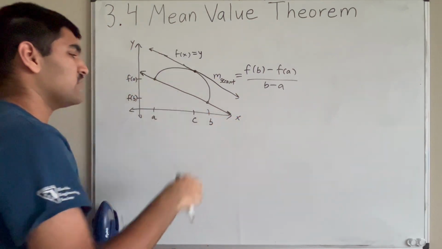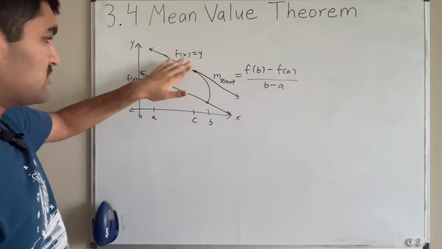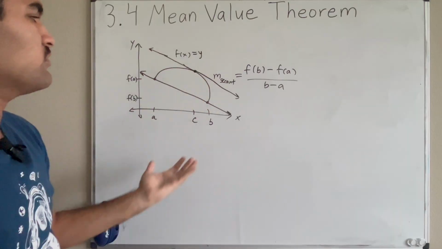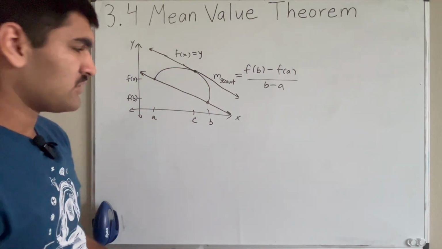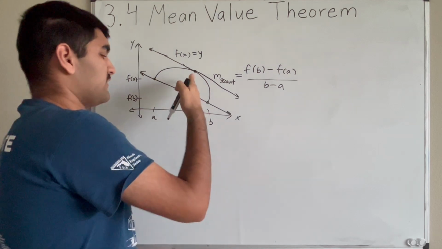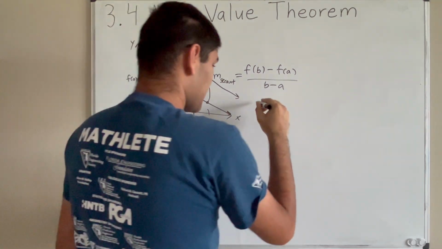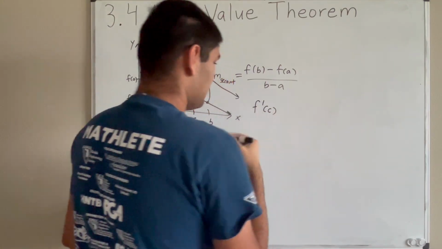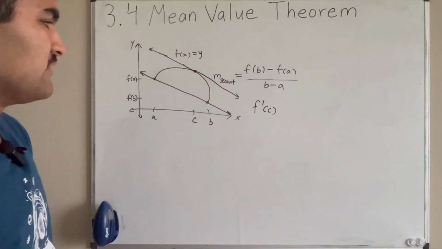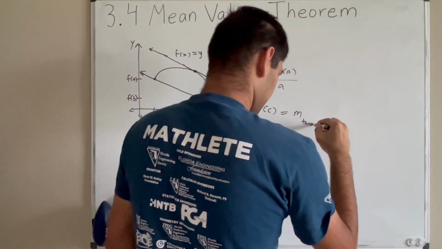Let's forget about the secant line for now and just consider the tangent line. What would be the slope of the tangent line if we didn't know that it was already equal to the slope of the secant line? Well, it's a tangent line, so the slope of the tangent line is just f prime of c. It is the derivative of f evaluated at c.